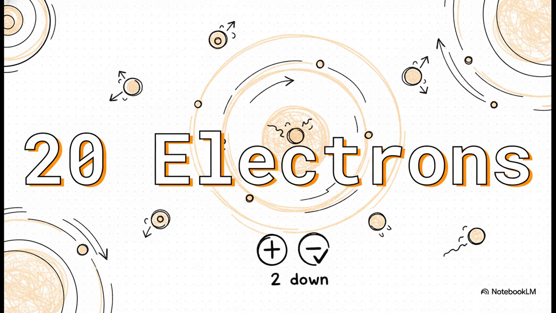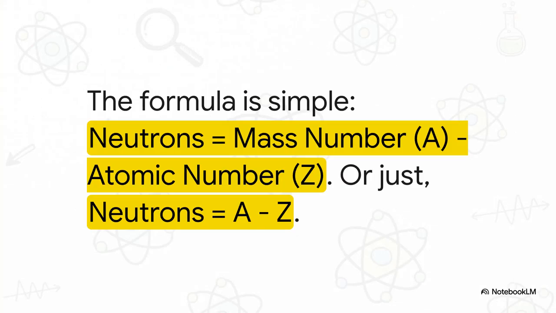Now remember that rule for neutral atoms, the number of electrons has to equal the number of protons. And since we just figured out we have 20 protons, that means we must also have 20 electrons. See? 2 down, 1 to go. So how do we find that last piece of the puzzle? The neutrons? Well, there's a super simple formula for that. The number of neutrons is just the mass number, A, minus the atomic number, Z.